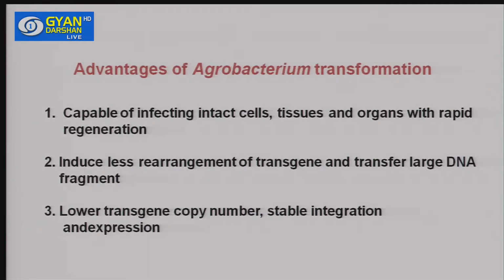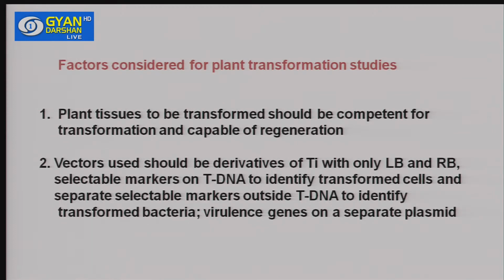Now, what is the obvious advantage of Agrobacterium transformation? You can infect intact cells, tissues, and organs with rapid regeneration. Then they induce less rearrangement of the transgene. Like in the case of direct gene transfer and particle bombardment, there occurs rearrangement. Here there is less rearrangement, lower transgene copy number, and stable integration and expression. So these are certain advantages for which people normally choose Agrobacterium tumefaciens mediated transformation.